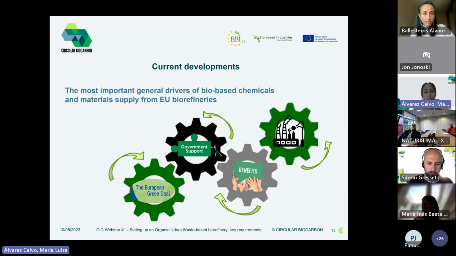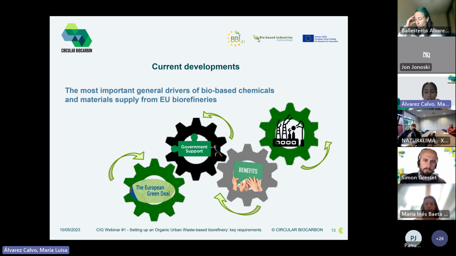According to the current developments, we can see that among the most important general drivers of bio-based chemicals and materials supplies from European biorefineries we can find the European Green Deal, the governmental support for exploration and scale-up of biorefineries, the functional benefits that bio-based products are potentially able to provide, and the need to reduce dependence on fossil raw materials and products as well as their related greenhouse gas emissions.